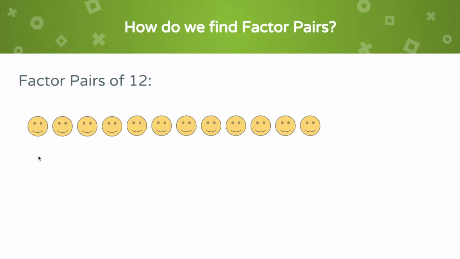Or if the lines were going this way, you'd have 12 lines. 1, 2, 3, going this way, 4, 5, 6. You'd have 12 lines and there's one boy in each line. So either way, whether you have one group of 12 or 12 groups of 1, we know that 1 and 12 go together to multiply to get 12. So these are a factor pair. This pair goes together: 1 and 12.